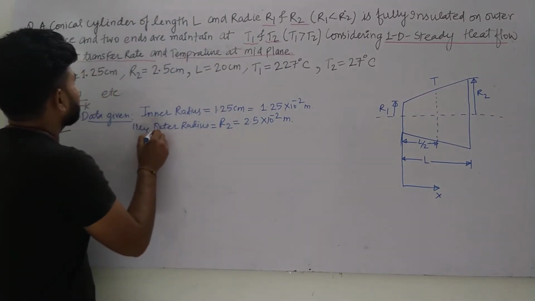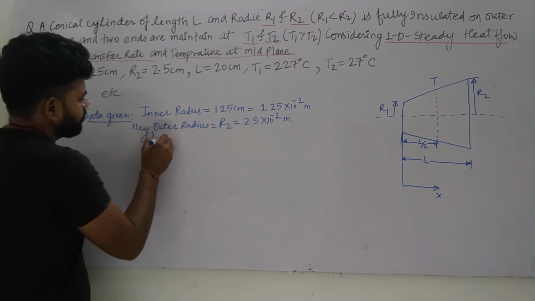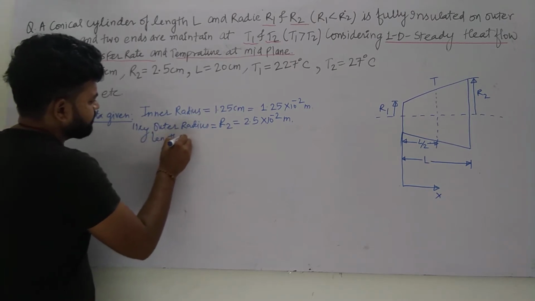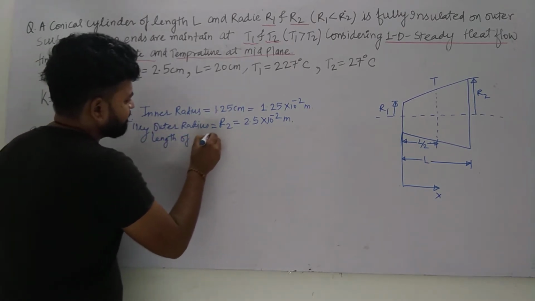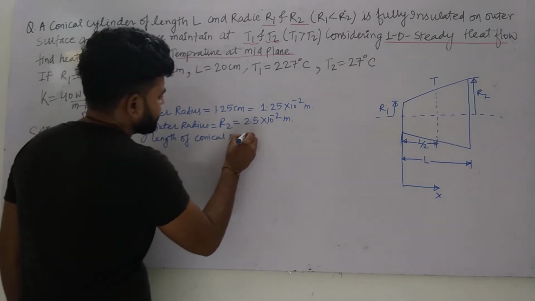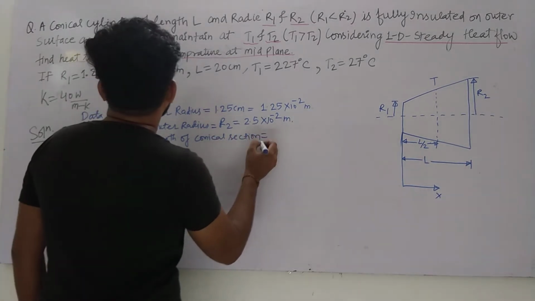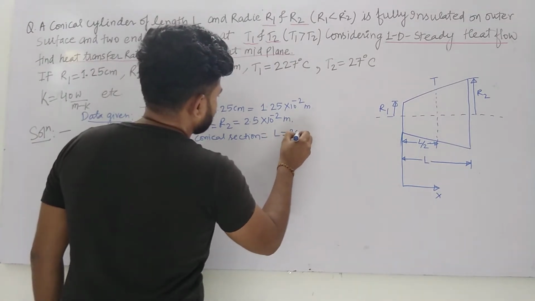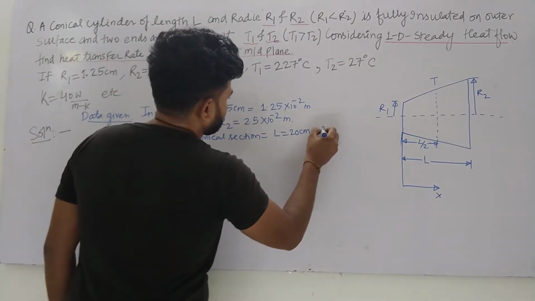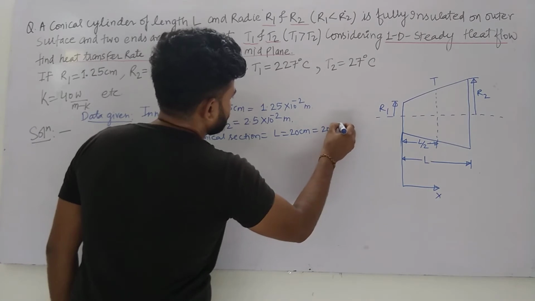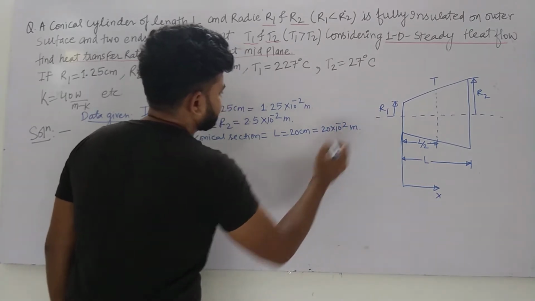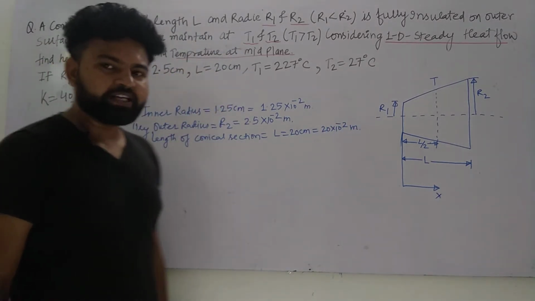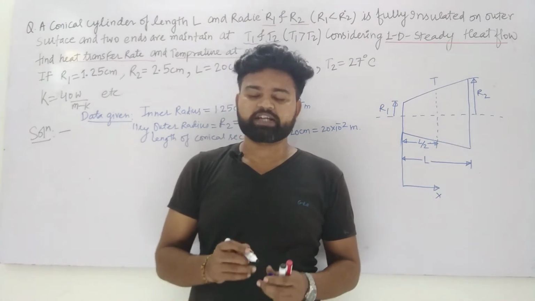What is the length of that section? So the length of that conical section is given to be how much? This is given L is equal to 20 centimeter, or this will become 20 into 10 to the power minus 2 meter. Okay. So how can we calculate the heat transfer?